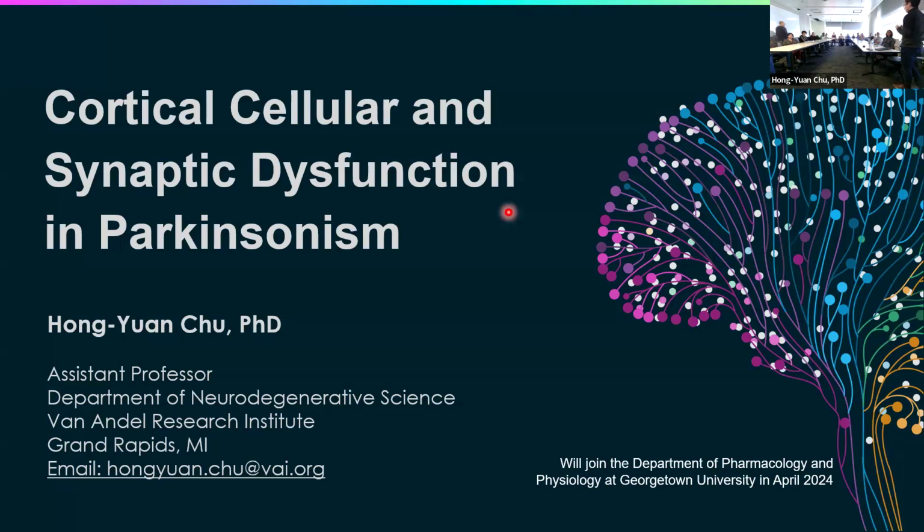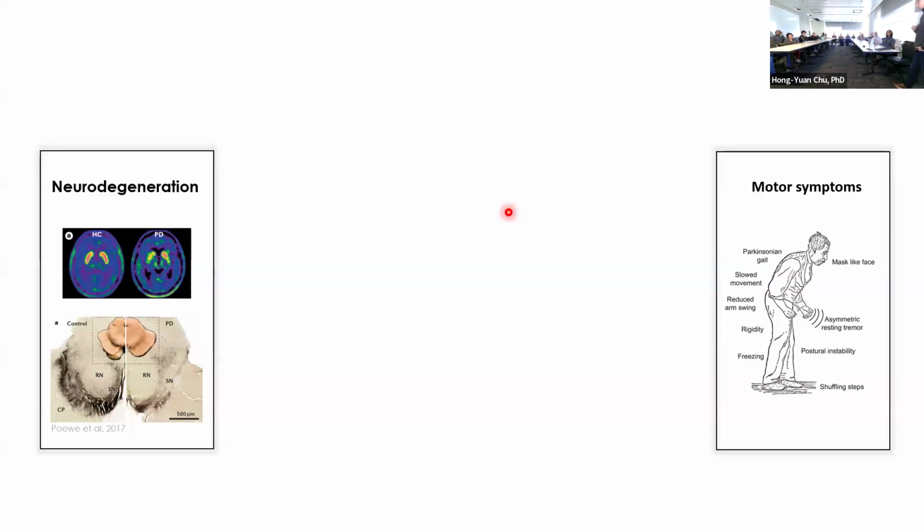Today's talk will focus on very cellular and synaptic level changes in the motor cortex in a mouse model of Parkinsonism. When we're talking about Parkinson's, of course, we don't need to introduce this topic, but I just want to have a quick overview. Parkinson's is a neurodegenerative disease, with degeneration of dopamine neurons in the substantia nigra, but also degeneration of other neuromodulators like acetylcholine and the noradrenergic system, and degeneration of these neuromodulators is closely linked with the manifestation of a variety of symptoms in Parkinson's patients.